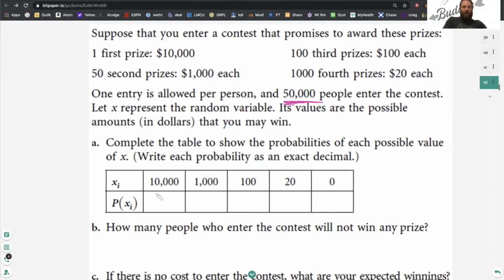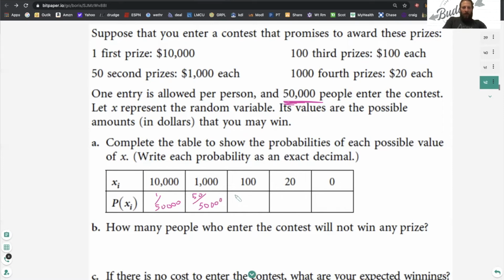So what's the probability for first prize? I would say 1 out of 10,000. Nope. 1 out of 50,000, right? There's 50,000 people. I need you guys to check my work. 50 second prizes, so that would be 50 out of 50,000. I'm actually not going to simplify this one, and I'll show you why in a second.